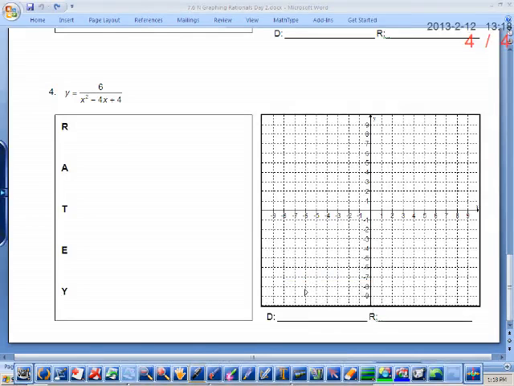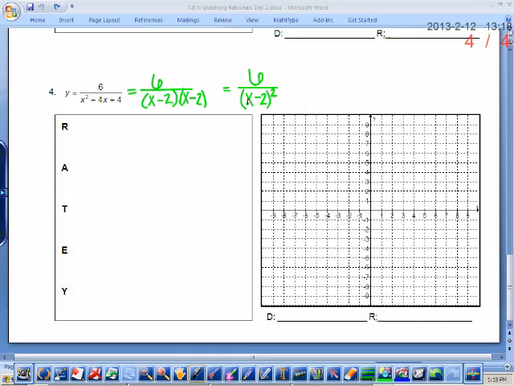What should we do first? Factor. Good. So this is 6 over. How does that denominator factor? Yeah, so you'd get x minus 2 times x minus 2. And that tells us this is 6 over x minus 2 squared.